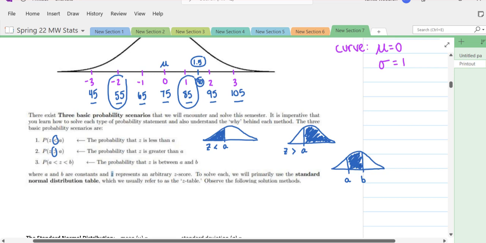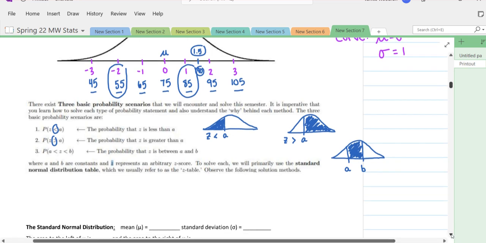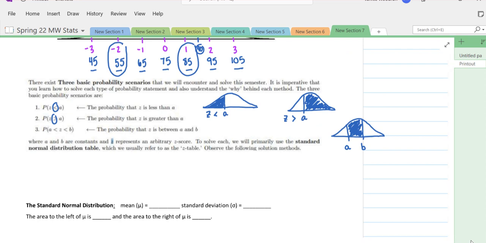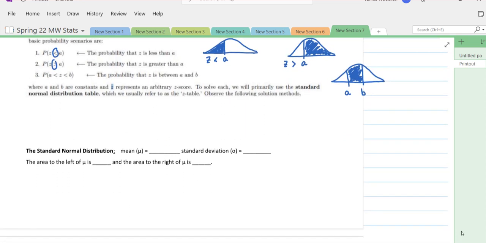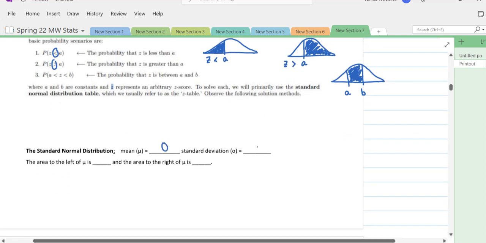Okay, now let's say we're going to do some examples here in a second. So there's a couple different ways that you could do this. I want to just do it with some examples. So we're going to skip the second part. All right, so the standard normal distribution has a mean of 0 and a standard deviation of 1. The area to the left of 0, the mean, is 0.5, and to the right is 0.5.